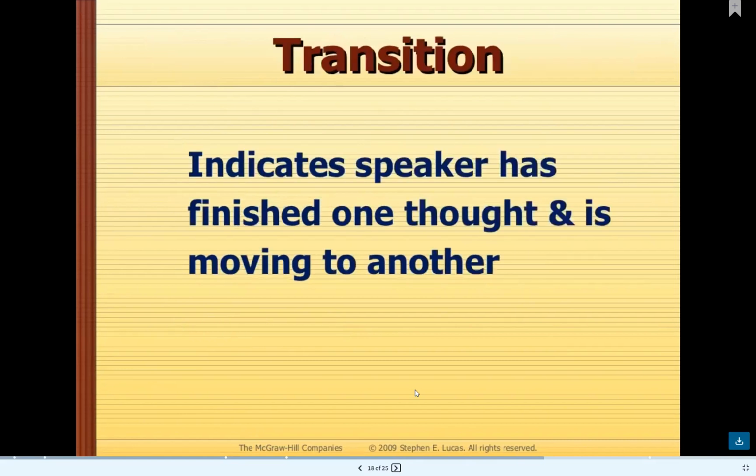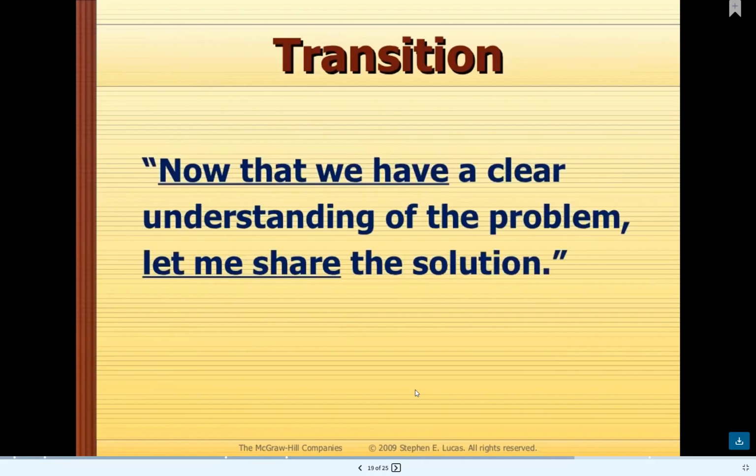When we talk about transition, it indicates the speaker has finished one thought and is moving to another one. Example of transition: Now that we have a clear understanding of the problem, let me share the solution. So this is what we call a transition, as underlined in the statement.